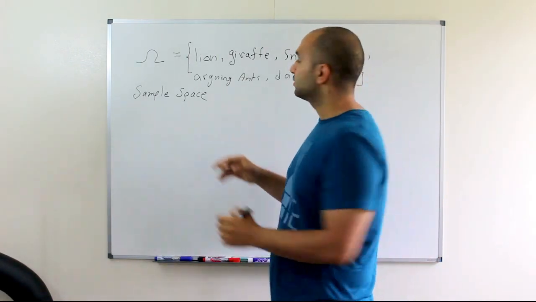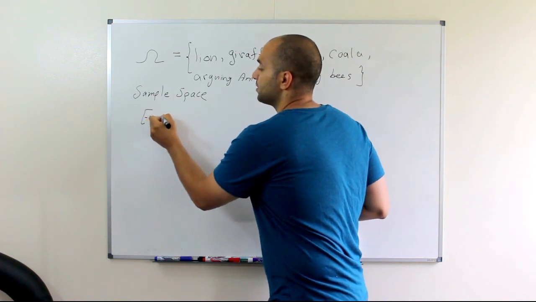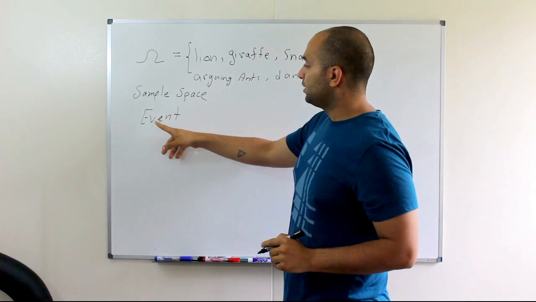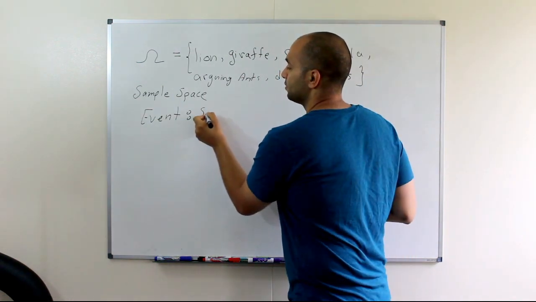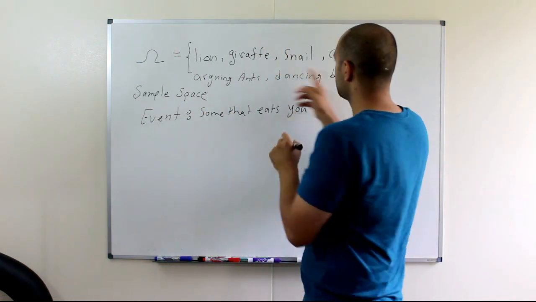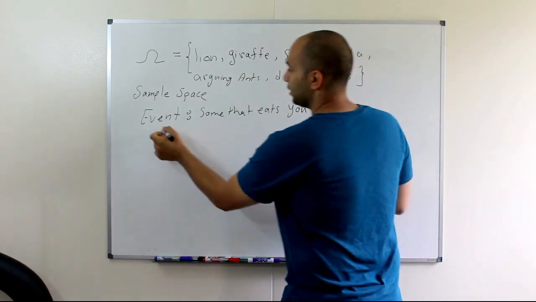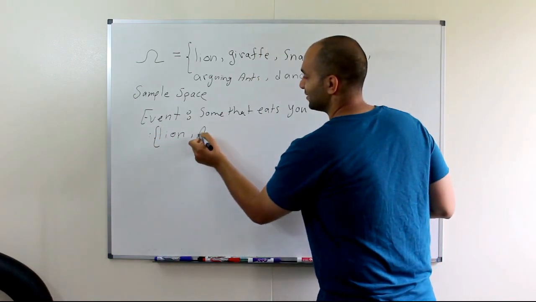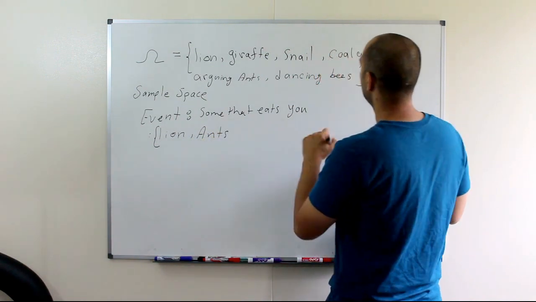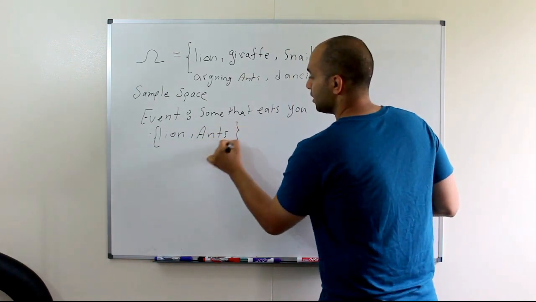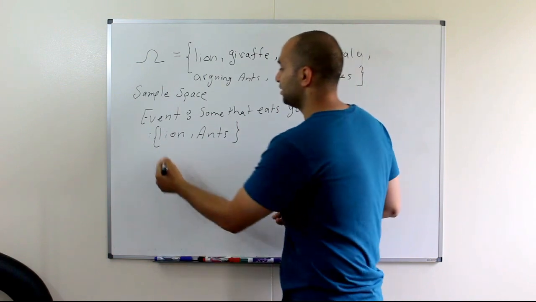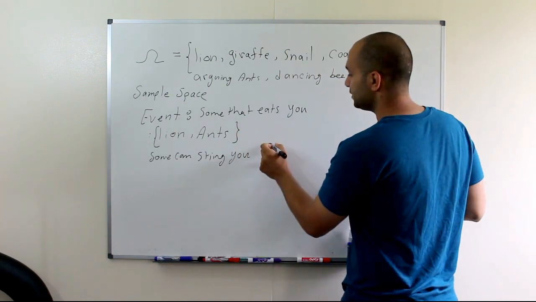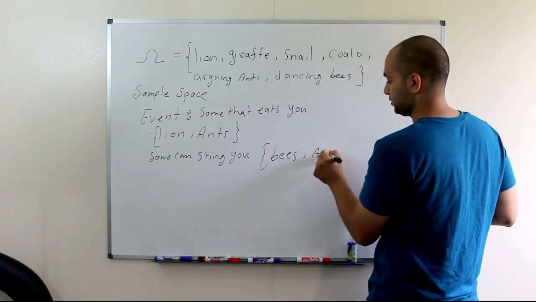An event basically is a subset of this sample space. So an event could be something that eats you, and it's a subset of these. So a lion can eat you, so that set would be a lion. Ants, they can eat you, and that's it. And it could be something that can sting you, and that would be bees, ants, and snail.